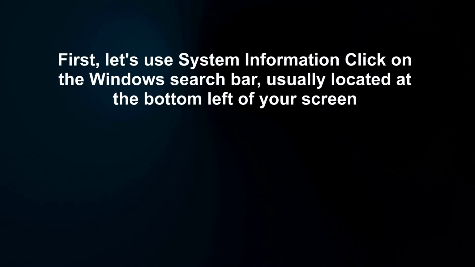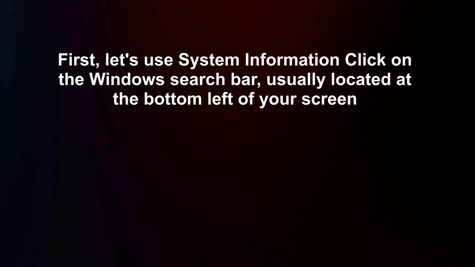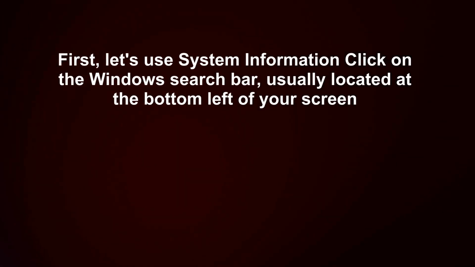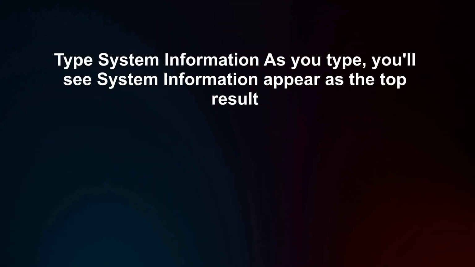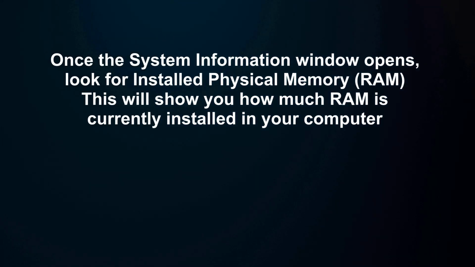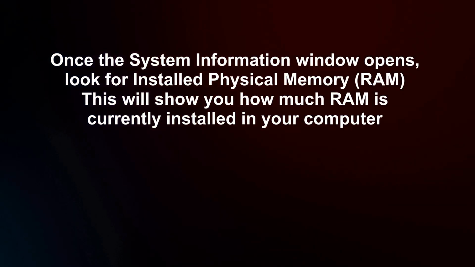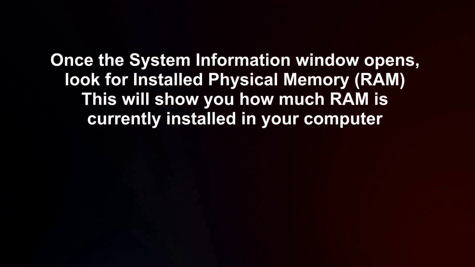First, let's use System Information. Click on the Windows search bar, usually located at the bottom left of your screen. Type system information. As you type, you'll see System Information appear as the top result. Click on System Information to open the application. Once the System Information window opens, look for Installed Physical Memory (RAM). This will show you how much RAM is currently installed in your computer.